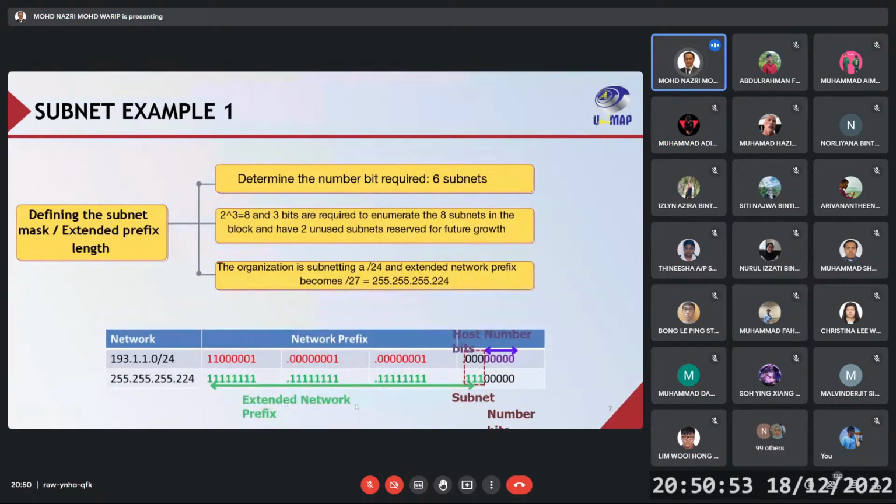255.255.224. Okay, look here. Our base network is 193.1.1.0/24. If we convert to bits, which is the network prefix, 193 is 11000001, dot 1 is 00000001, 1 is also 00000001, and dot 0 again, so 0 is 00000000. So remember, this is the network prefix.